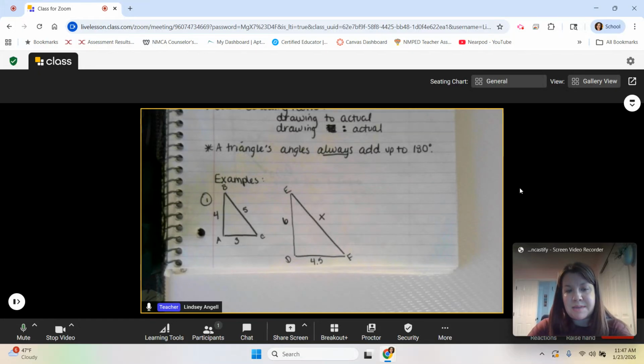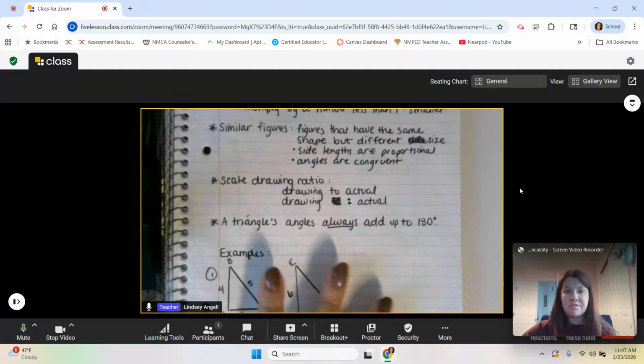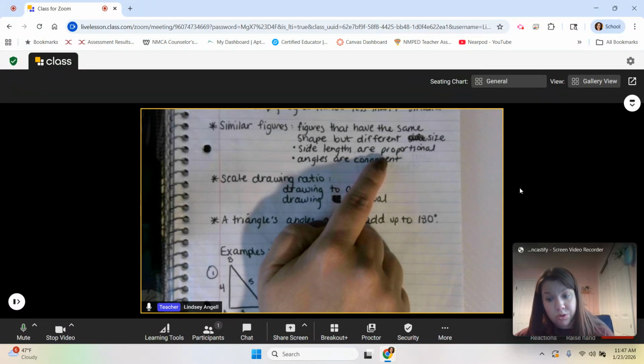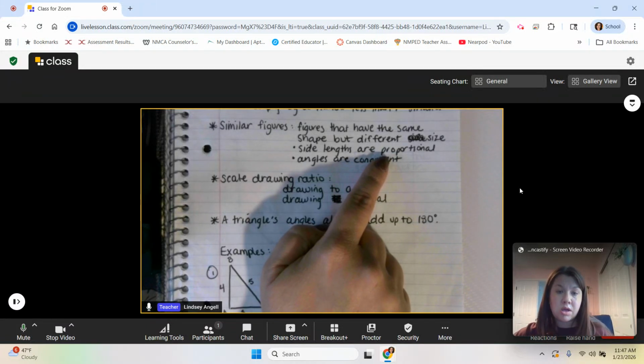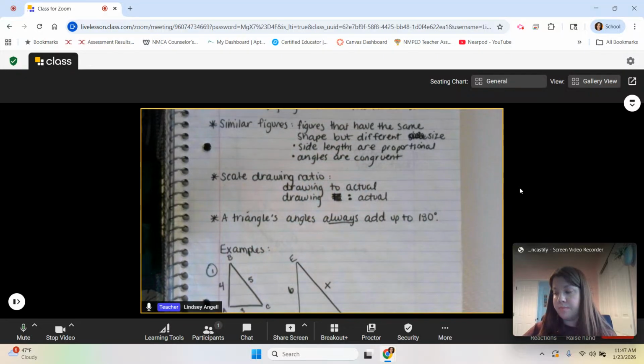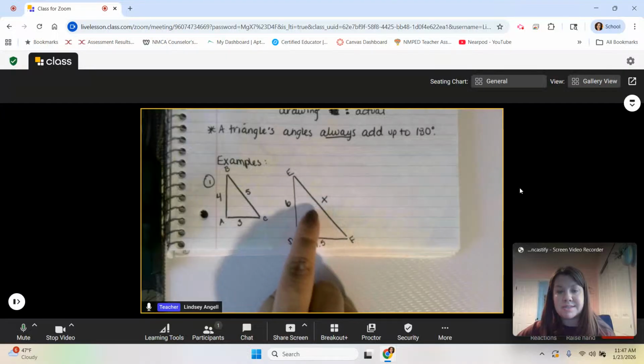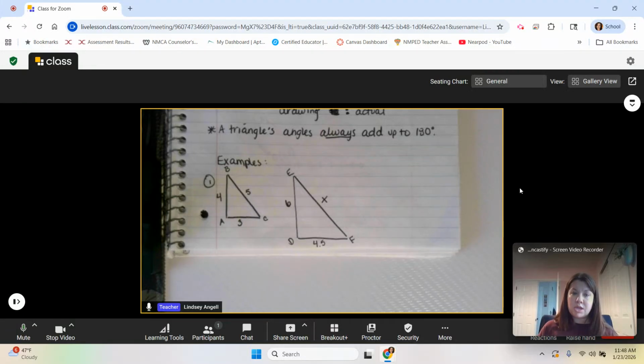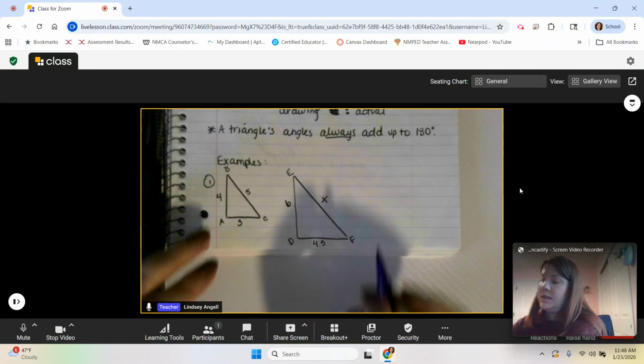So my first example, I have 2 similar figures. I didn't really write down a question. My goal was for us to figure out what x is. Remember when we talked about similar figures, we said side lengths are proportional, so we should be able to use a proportion to solve. And then angles are congruent. In this case, we're looking for this side length here, EF. And we can use the other side lengths to help us.